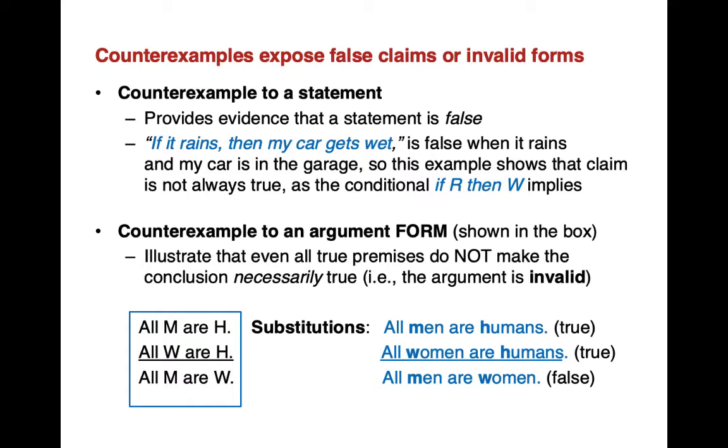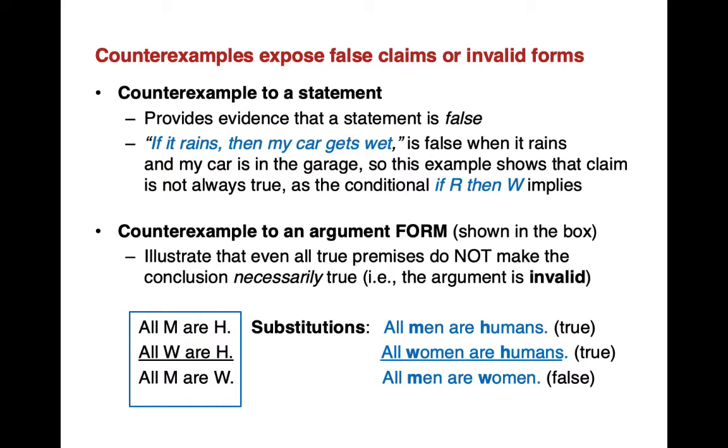Counterexamples expose false claims or invalid forms. We're going to focus on the invalid forms of arguments here. A counterexample to a statement, for instance, shows the claim, if it rains, my car gets wet, is false when we describe a case where it rained, but my car's in the garage, so my car doesn't get wet. So when you say, if it rains, my car gets wet, or if R then W is true, you're wrong, because R could be true. It could rain, and yet my car doesn't get wet.